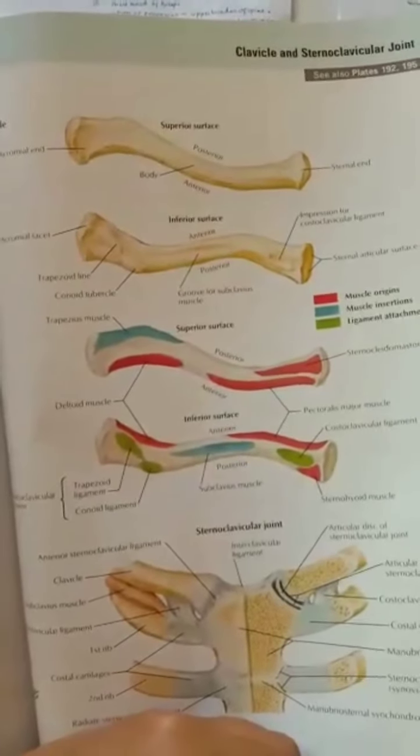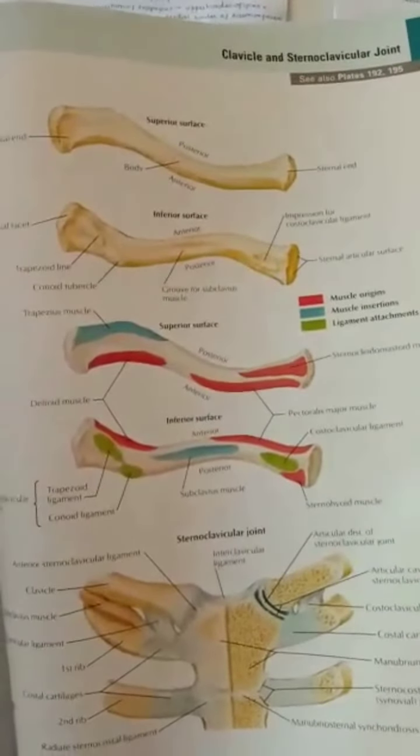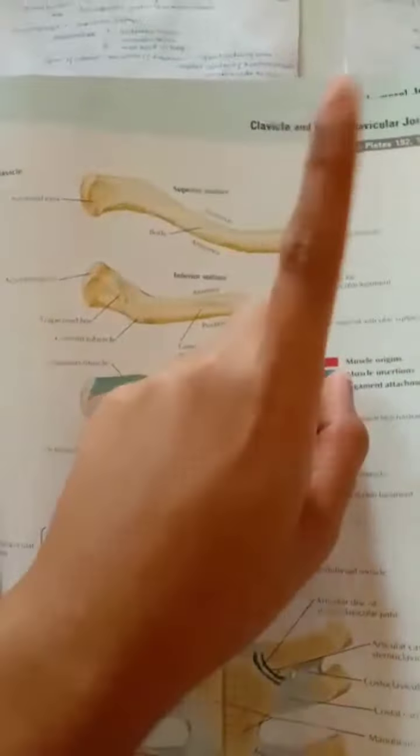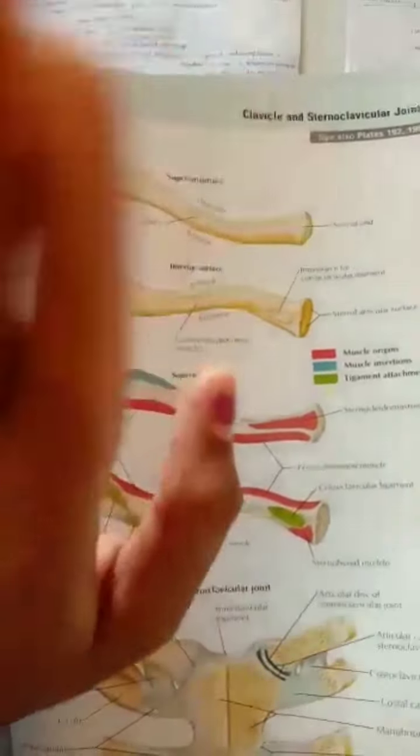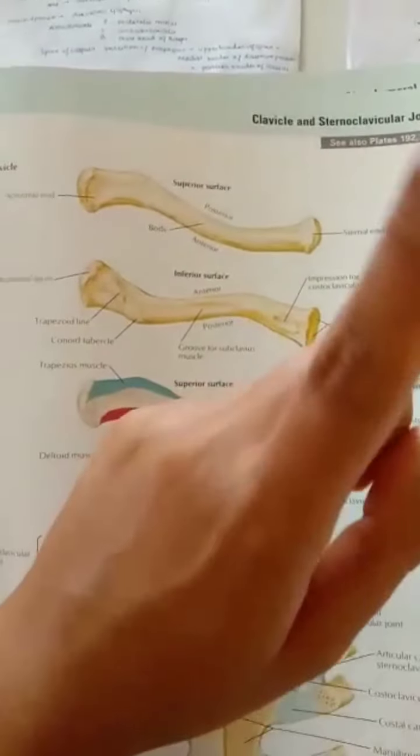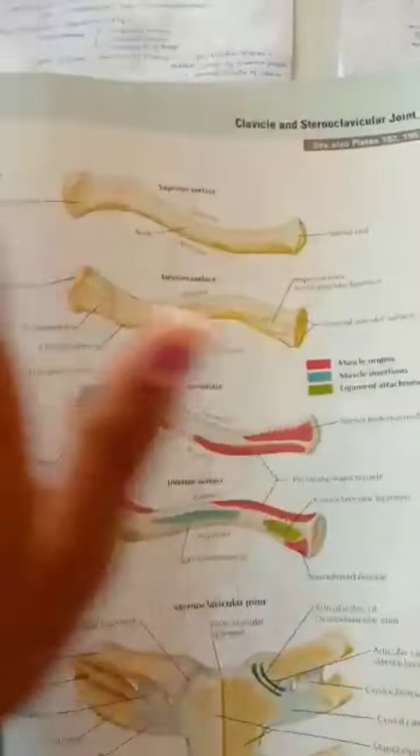Now let us start the osteology of upper limb. So first let us start with our clavicle, the collarbone. Clavicle is a modified long bone, and it is horizontally placed, and it has no medullary cavity, and it is subcutaneous throughout, and it is intramembranous in development. So these are the important points.